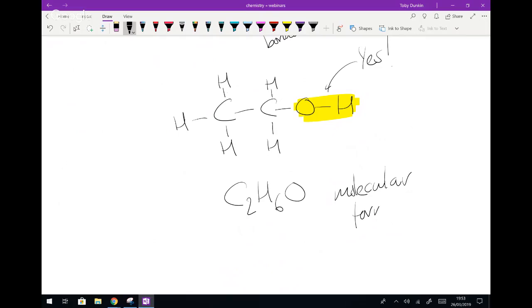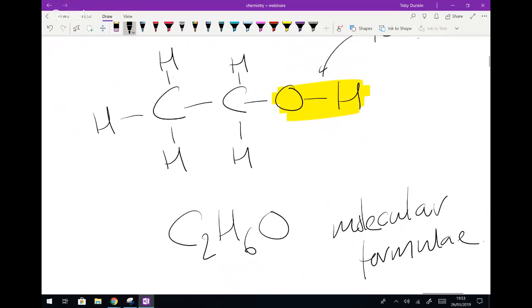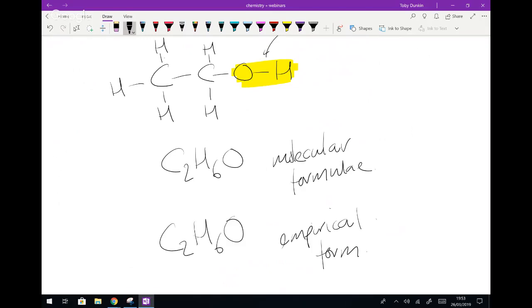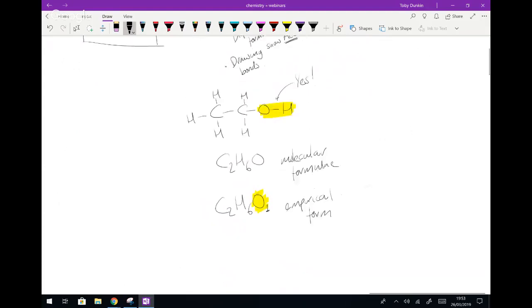Molecular formulae. That is the number of atoms of each element in a compound. In this case, I've got 2 carbons, 6 hydrogens, and an O. The empirical formula is the simplest whole number ratio, and that is the same for ethanol, because the oxygen is already at 1. That's the reason why that is the empirical formula. So they're the same. It's okay. They have asked it many times.